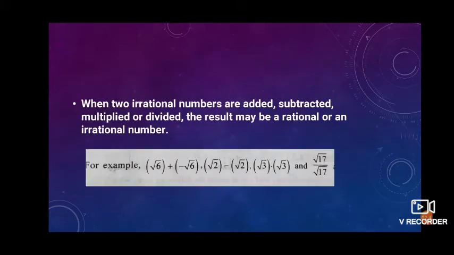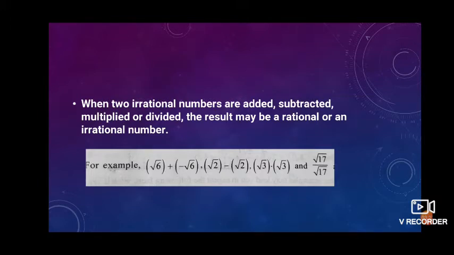Next, when two irrational numbers are added, subtracted, multiplied or divided, any operation you perform, the answer may be irrational, may not be also. Means it may be rational also. How it will be, see here. For example, the first example, root 6 plus minus root 6. Here if we remove the brackets, root 6 minus root 6 will get cancelled, and we get 0. 0 is again a rational number, not irrational.